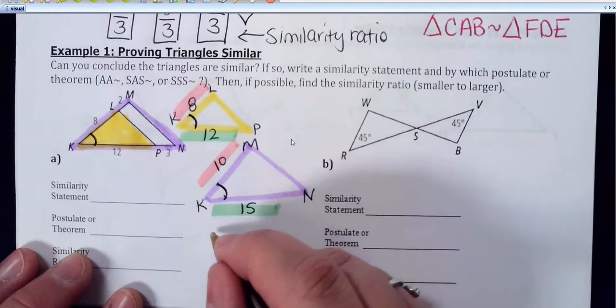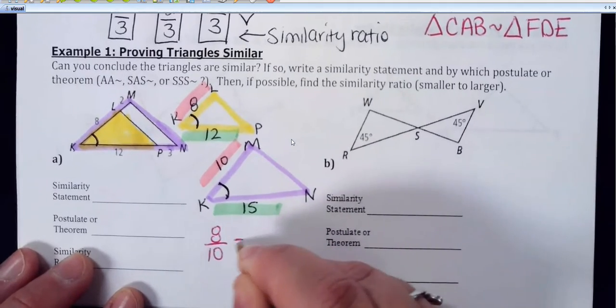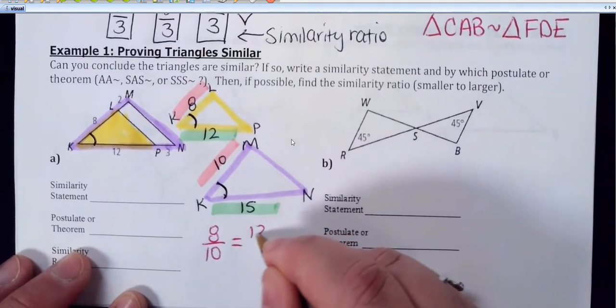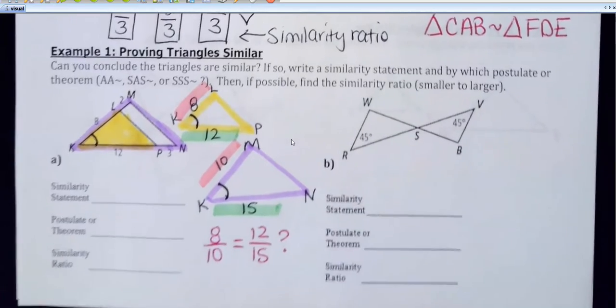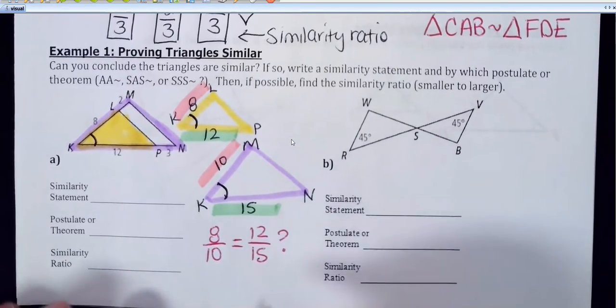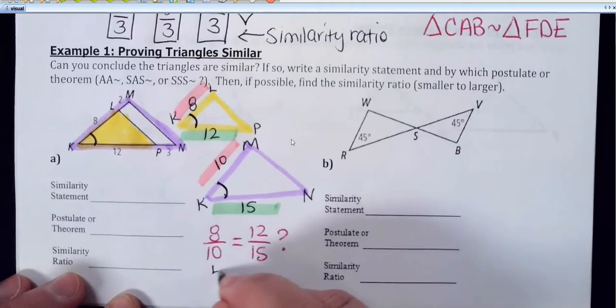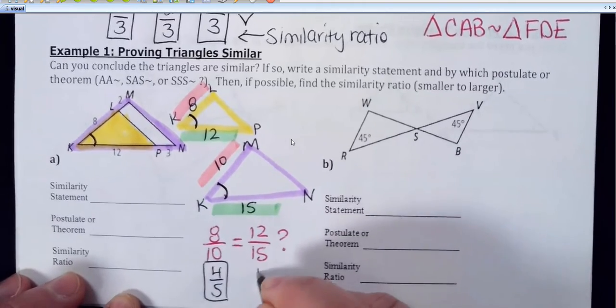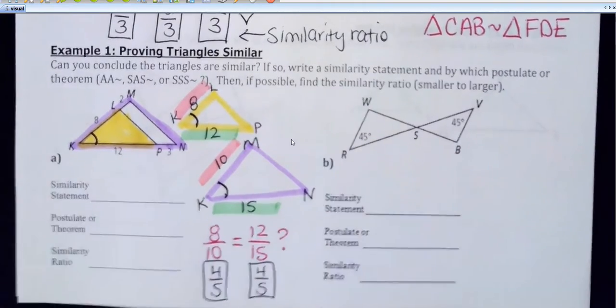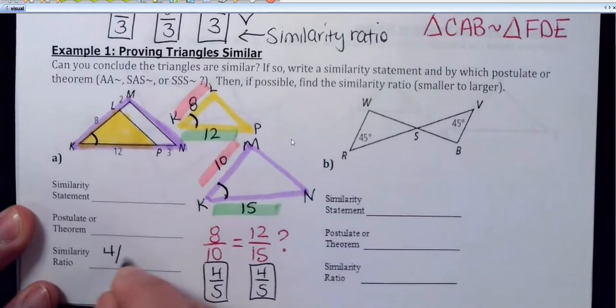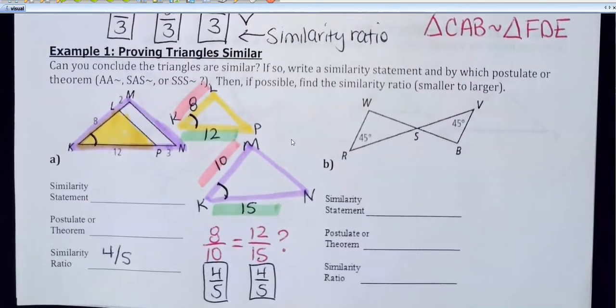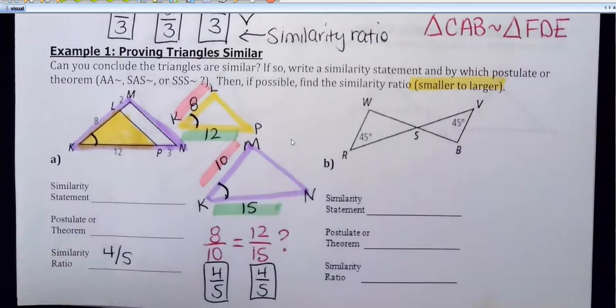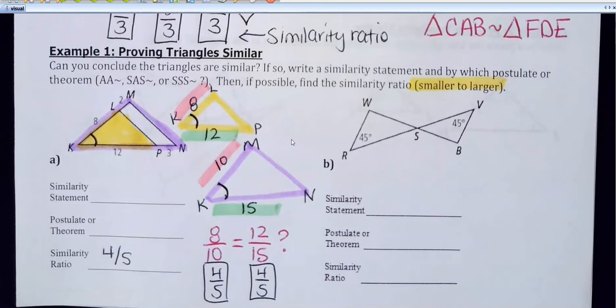So we're just going to check these. Just 8 over 10. I'm seeing if that is equal to 12 over 15. So do these reduce to the same thing? Yes, what do they reduce to? 4/5. Okay. Now, if you do that work, you've already determined your similarity ratio. So I'm just going to come write that on the line here real quick. And I just asked in the directions, I didn't say this, sorry. It says similarity ratio smaller to larger. Smaller to larger just means you put the smaller number on the top of the fraction and the larger number on the bottom. So 4/5 would be my similarity ratio there.